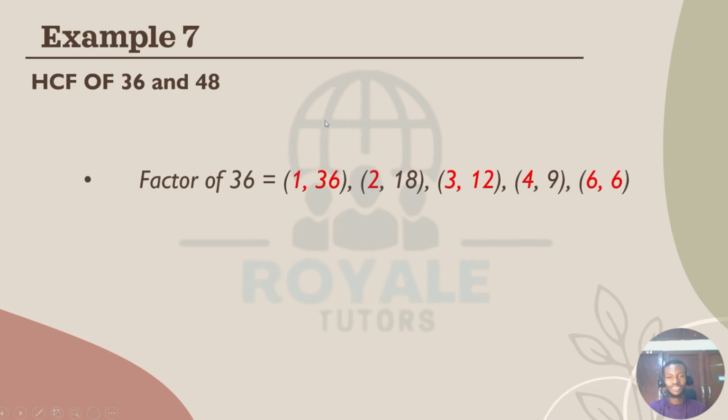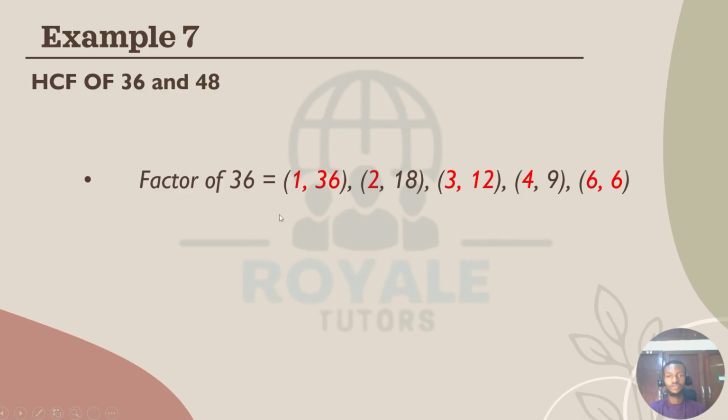So factors of 36, we have 1 times 36 to give 36. We have 2 times 18 to give 36. We have 3 times 12 to give 36. We have 4 times 9 to give 36. We have 6 times 6 to give 36. Now, these are the factors of 36.